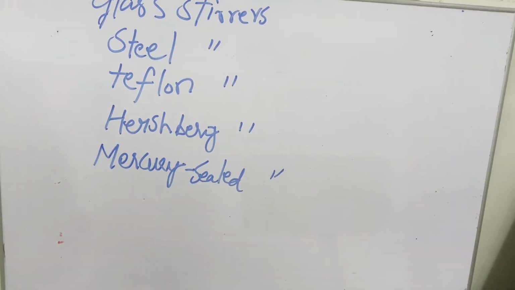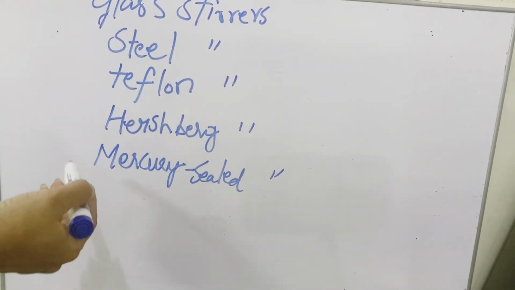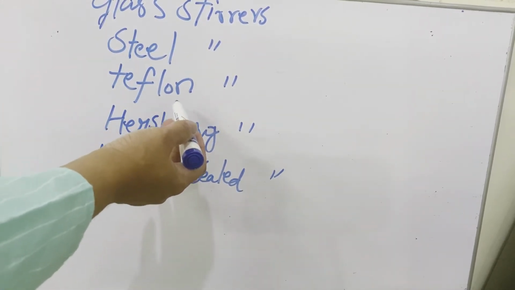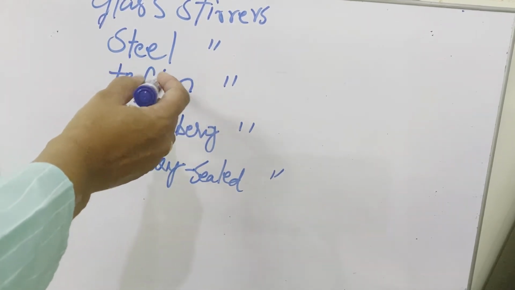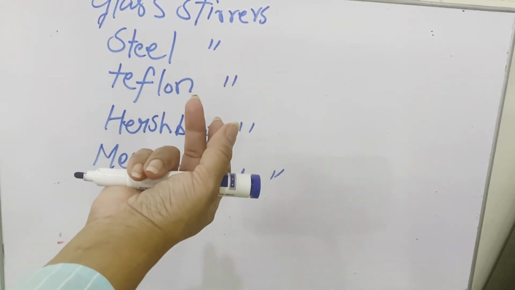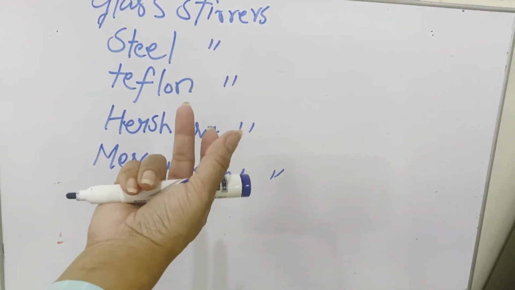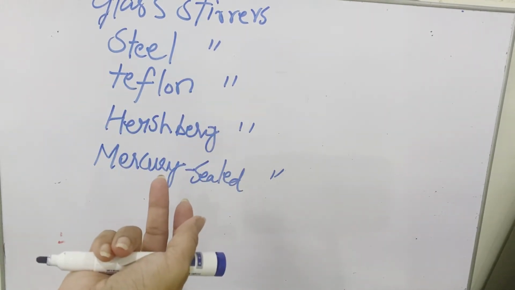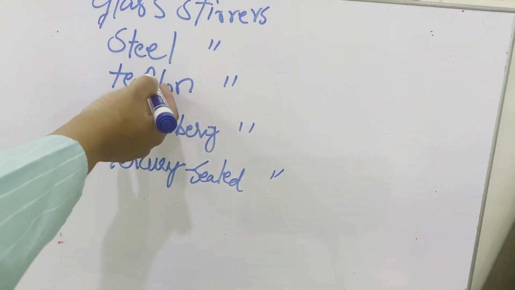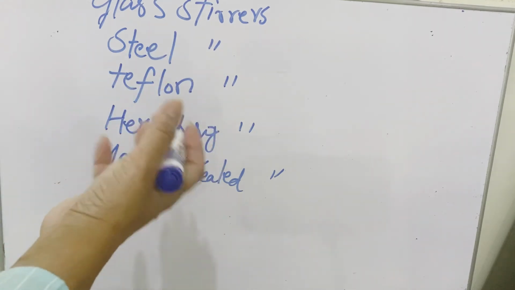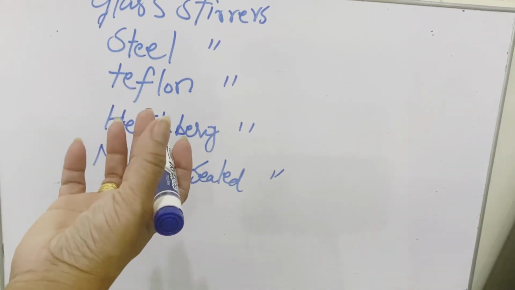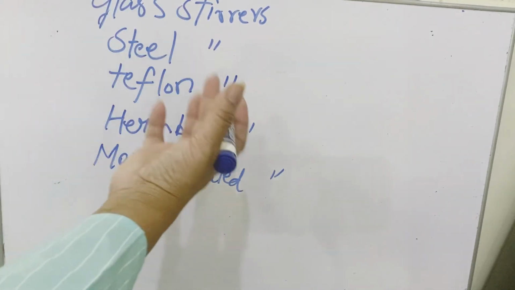If you come to the types of the stirrers, these are the different types I've written here: the glass stirrers, the steel stirrers, the Teflon stirrers. Now why Teflon? Teflon is a bit soft, right? It is basically used in refluxing methods and for stirring mixtures in flasks, because Teflon is a bit softer. So that's why it's used in such types. Just because of its softness, it's used.